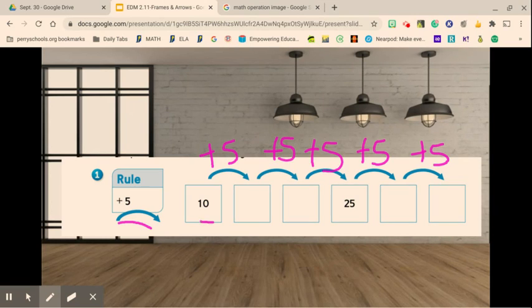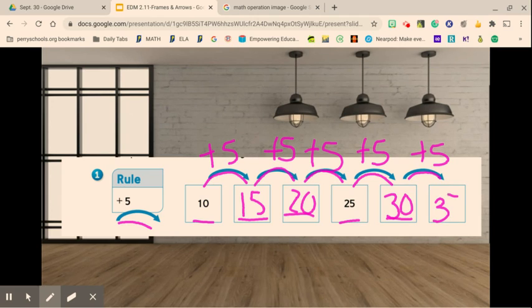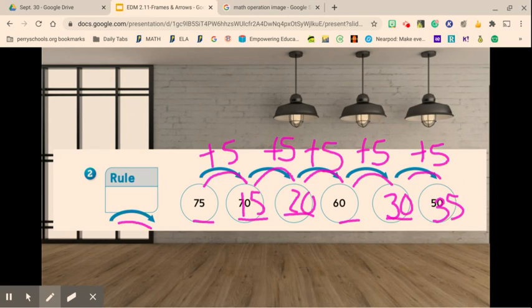So I'm going to start out at 10 plus 5 is 15. 15 plus 5 is 20. 20 plus 5 is 25. It's already filled in for me. 25 plus 5 is 30. And then 30 plus 5 is 35. So that one's pretty simple. We just use the addition operation.